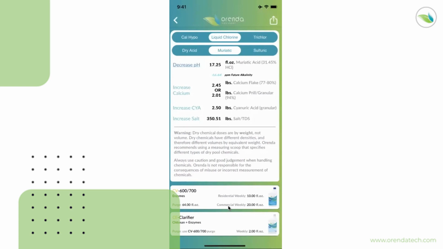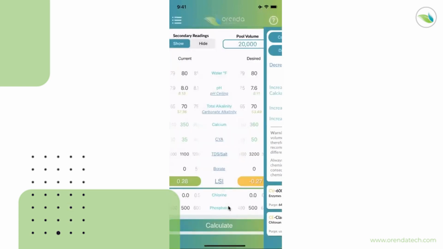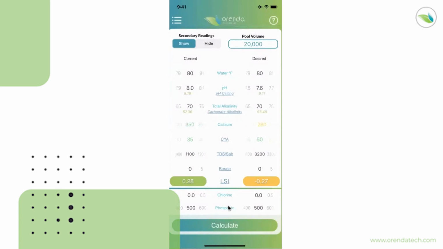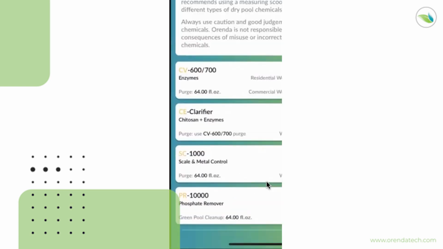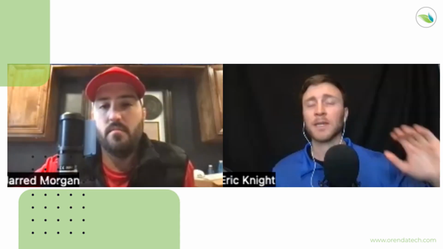Conversely, if I want to reduce those things, some things require diluting water. So let's say I want to reduce my calcium hardness, and I want to reduce my cyanuric acid, and I want to reduce my TDS. What's going to happen is I'm going to get a bunch of prescriptions to dilute water, because that's how you reduce those factors. So anyways, that's the Orenda calculator. On the dosing results, if you want to use Orenda products, those are also at the bottom, but you don't have to. We just recommend sticking to the basics, measure your chemicals. If you're using acid, dilute it after you measure it, and then pour it in properly.